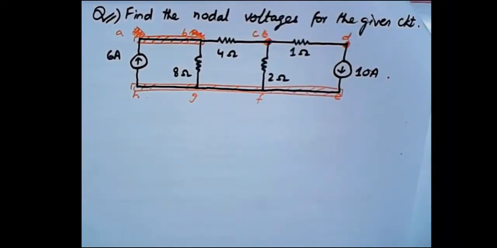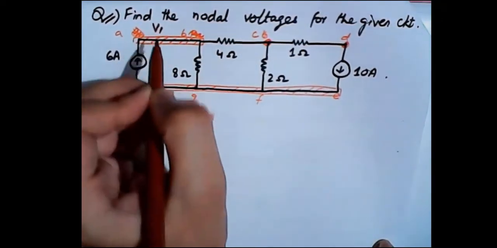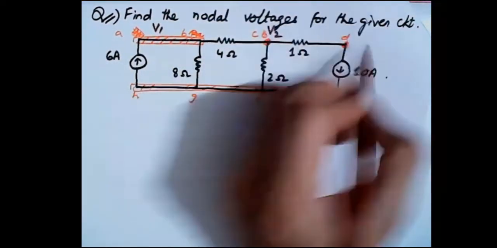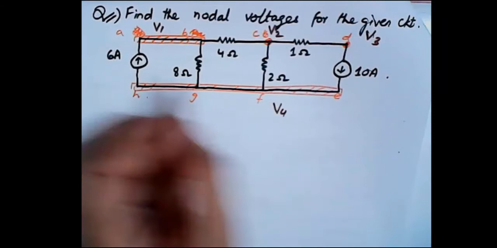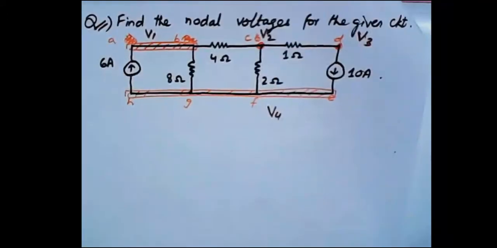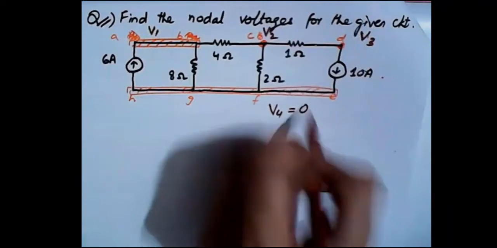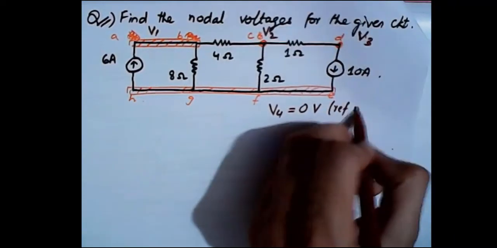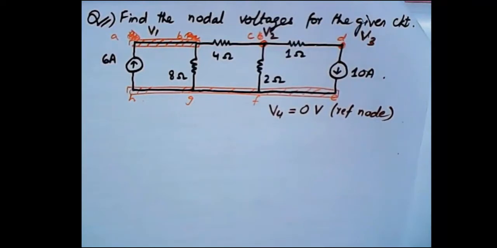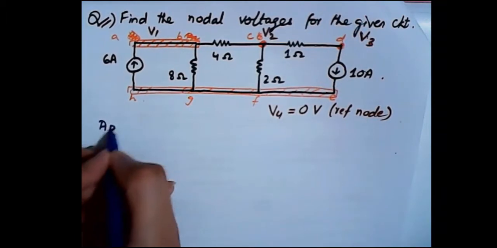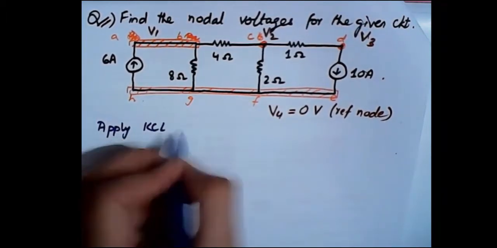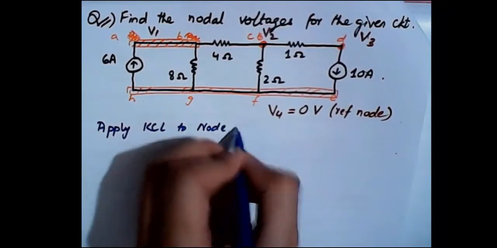So how many nodes do we have now? This will be our V1, this will be V2, this will be V3, and this will be V4. Since V4 has connection with the maximum number of branches, we can consider it as the reference node, or we can say that its voltage will be 0 volts, right? I hope there is no confusion in this. Now the next thing that we need to do is apply KCL to node number 1. So let's do that.